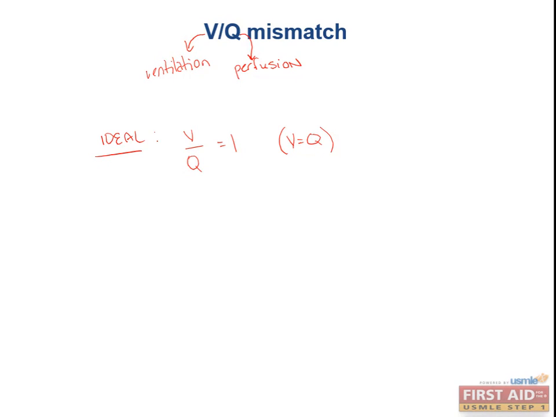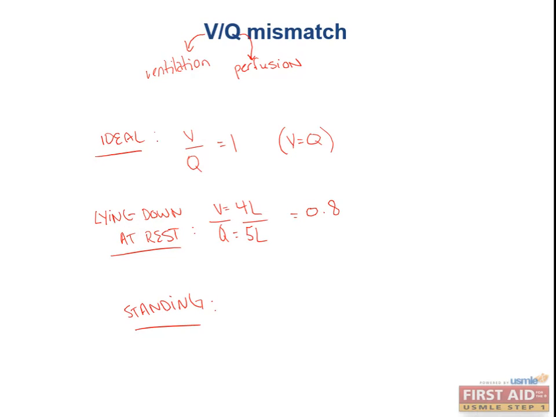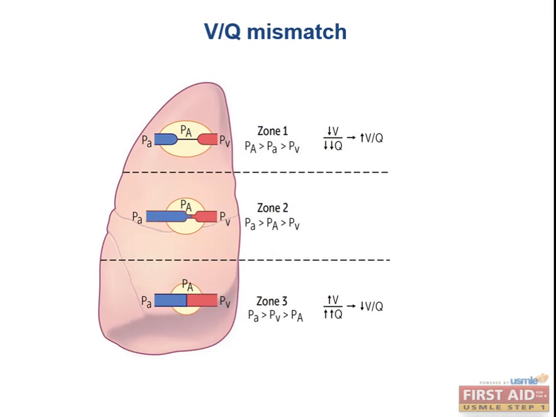Well, at rest, lying down, the average person maintains 4 liters of ventilation for about every 5 liters of blood flow, giving an overall VQ ratio of 0.8. However, in a standing person, there's a variation in the VQ ratio thanks to gravity. So let's look at this in a bit more detail.